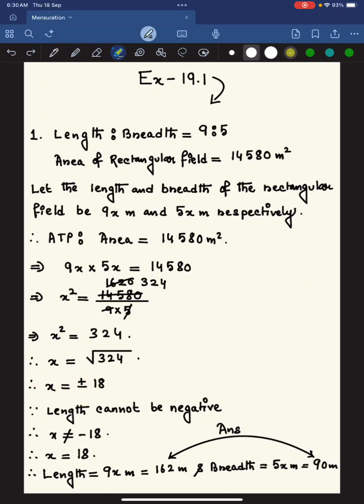Now, since we are talking about the dimensions, that is the length and breadth of a rectangular field, length cannot be negative, right? Therefore x is not equals to minus 18, therefore x equals to plus 18. Therefore length equals to what? 9x meter, which is equals to 18 into 9 meter, which is equals to 162 meter, and breadth is what? 5x meter, which is equals to 18 into 5 meter, which is equals to 90 meter, right?